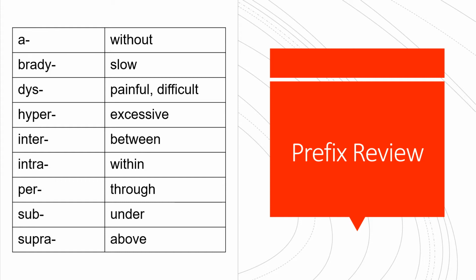Let's review a few prefixes as well. A, without; brady, slow; dys means painful or difficult; hyper means excessive; inter is between; intra, within; per is through; sub means under; and supra means above.